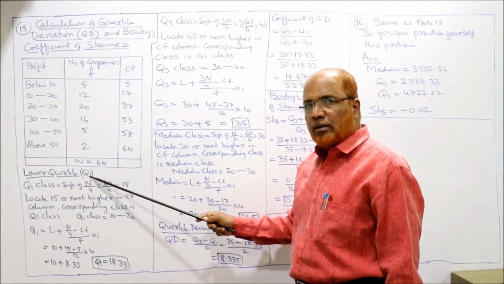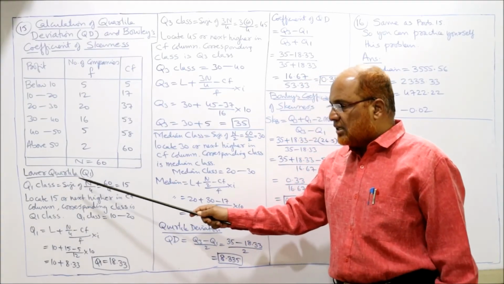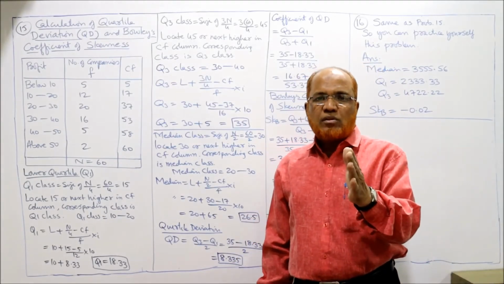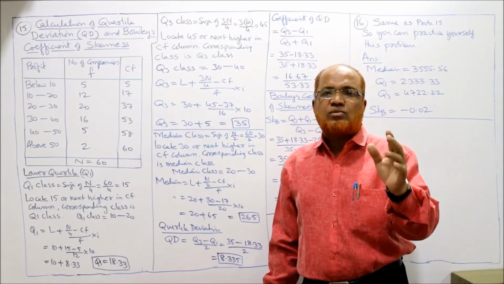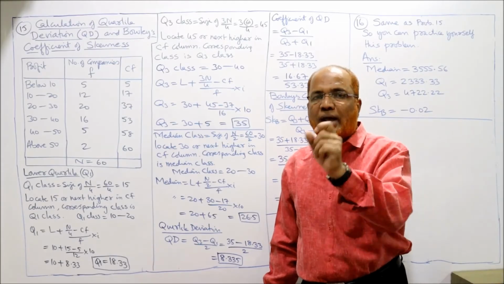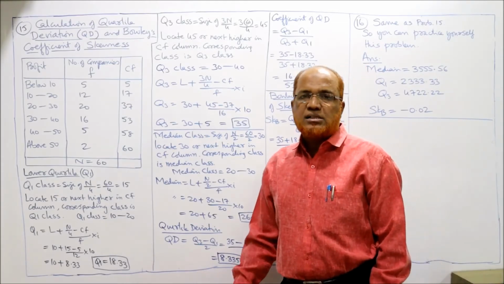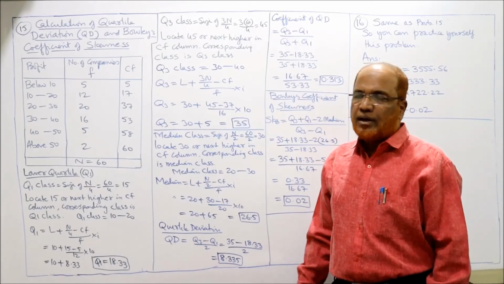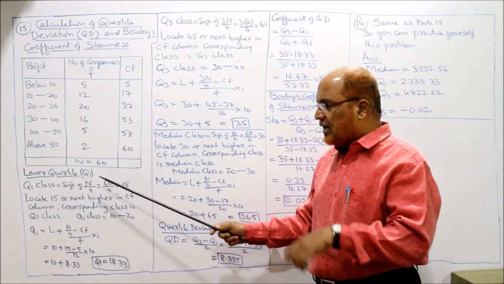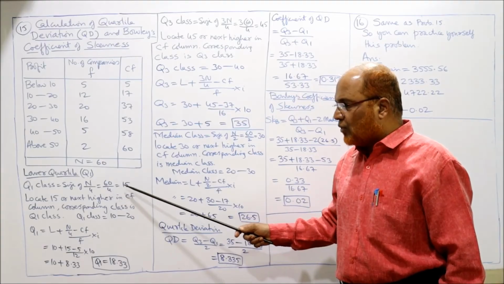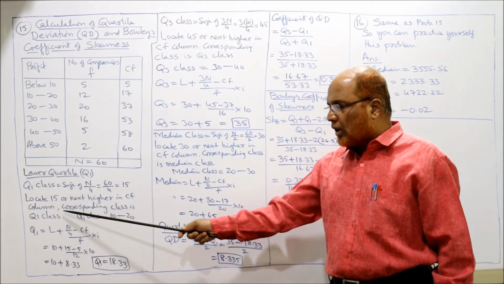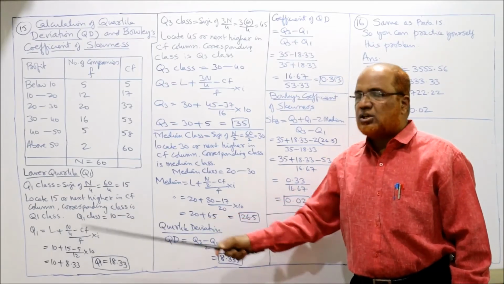Lower quartile Q1. So Q1 class is equal to size of n by 4. See here, in individual observations and discrete series, we have taken n plus 1 by 4. But for continuous series, we should take n by 4. Don't take n plus 1. Continuous series is there, that's why we are taking n by 4. So 60 by 4, that is 15. Locate 15 or next higher in CF column. Corresponding class is Q1 class.